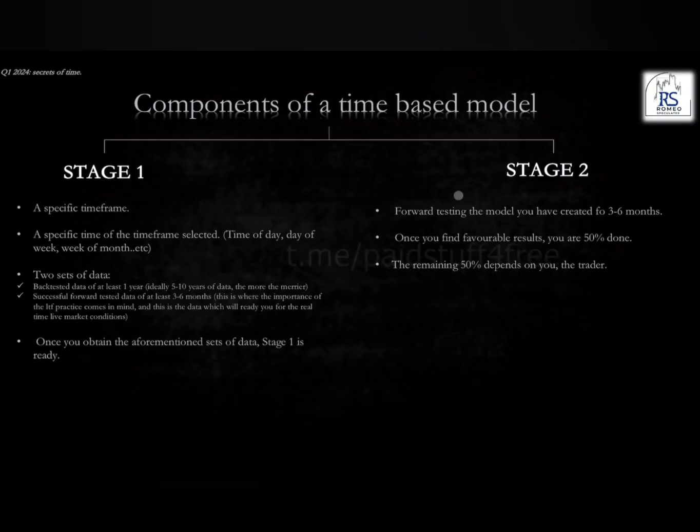And once you find favorable results, you are 50% done. This should be 49, because the remaining 51% depends on you, the trader. A lot of you will watch this, and I know a lot of you will gloss over this part, but it is the most important part. Everyone has information. If you want information, information is ready and available for you, both free and paid. If you paid and you're inside here, then you're trying to get better information. But there is free information, right? So there is no lack of information.